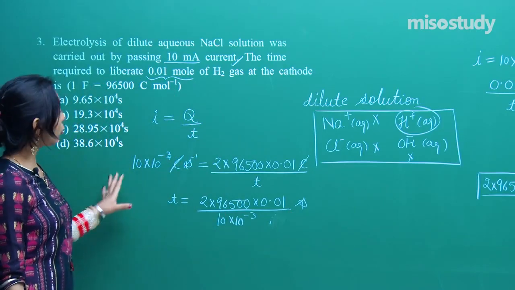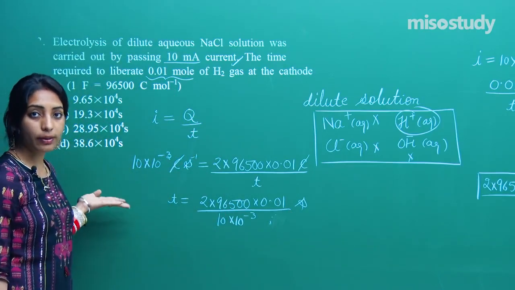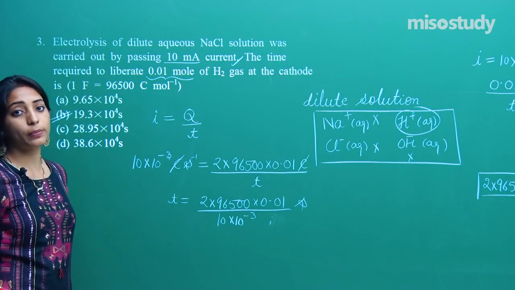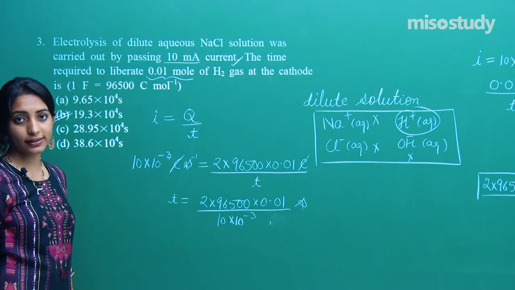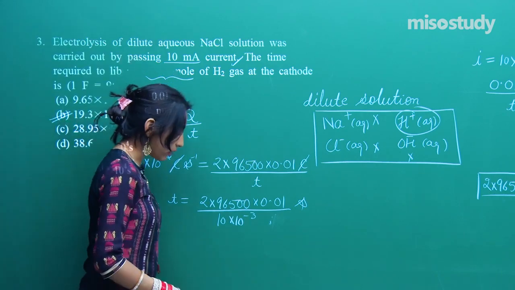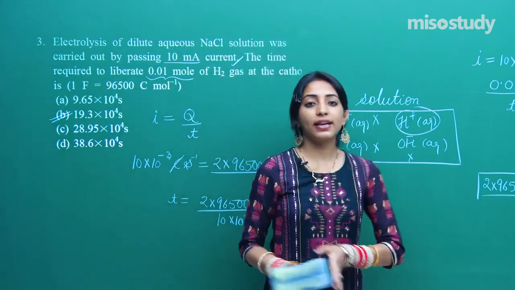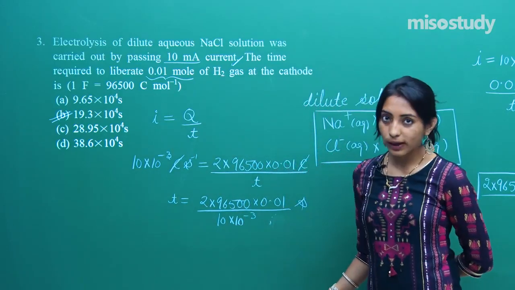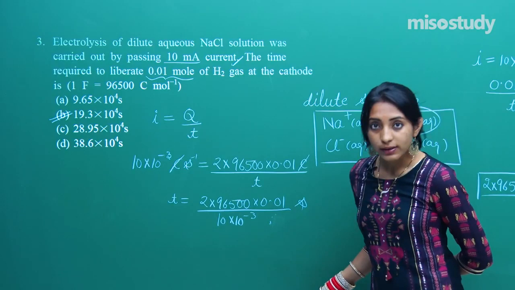Fine. If you solve this, I just solved this before. I was getting 19.3 into 10 raised to the power 4 seconds as the correct answer. Fine. This is simple calculation. You can do the calculation by yourself and let me know if the answer that I have marked here is correct or not. Okay. So guys, this was our third question.